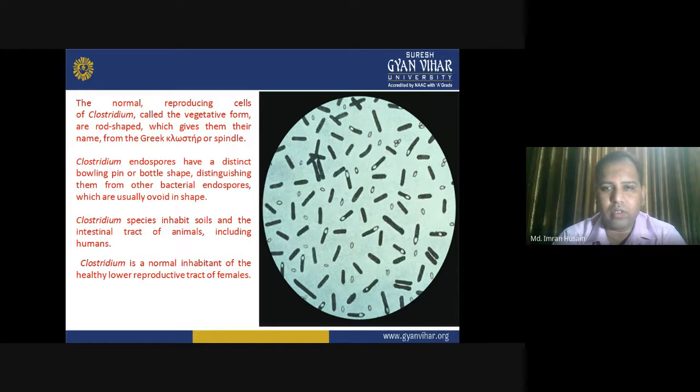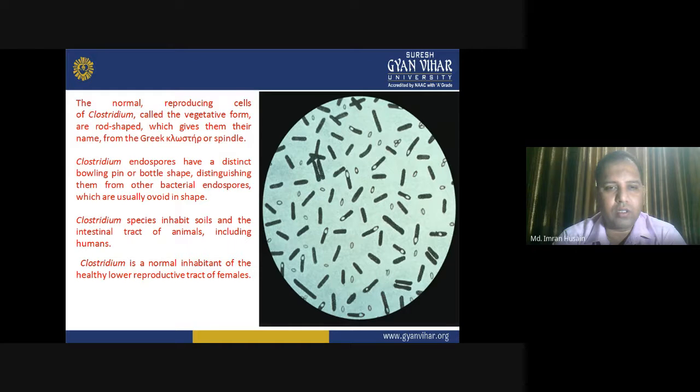So here you can see that when you see the spores of Clostridium, they are in the shape of a bottle. Okay, and normally the Clostridium bacteria is in spindle form. So endospores form a very distinct structure. You can readily identify them from their shape.